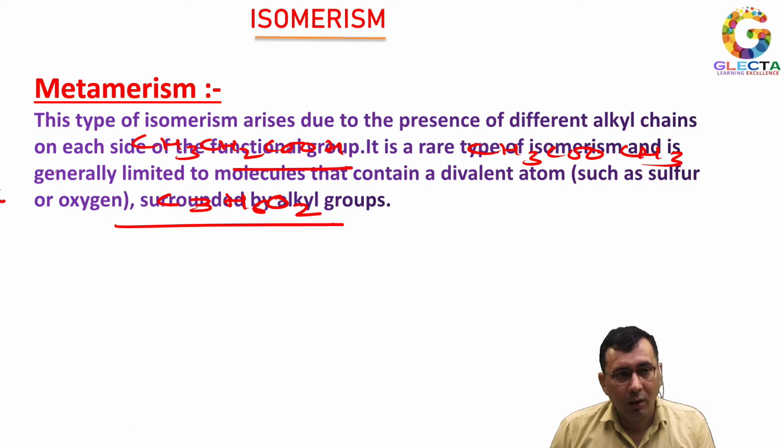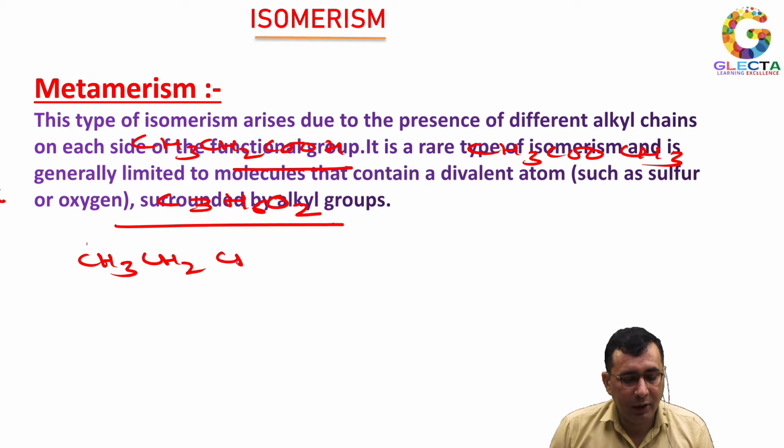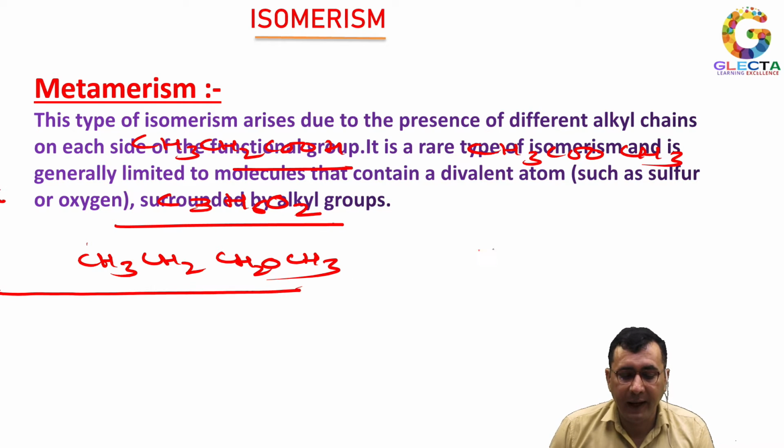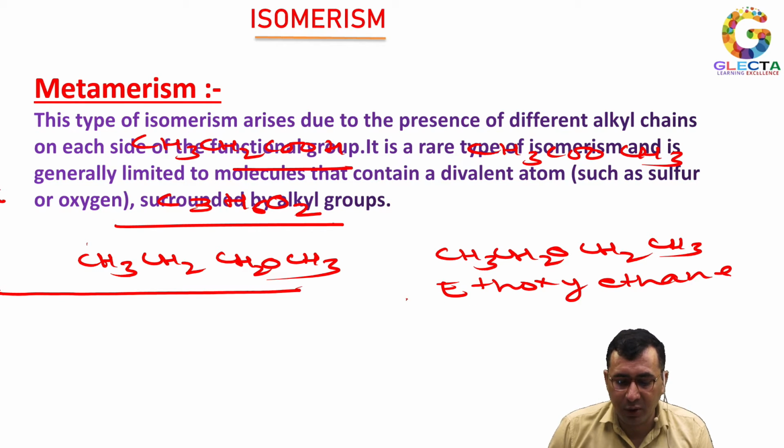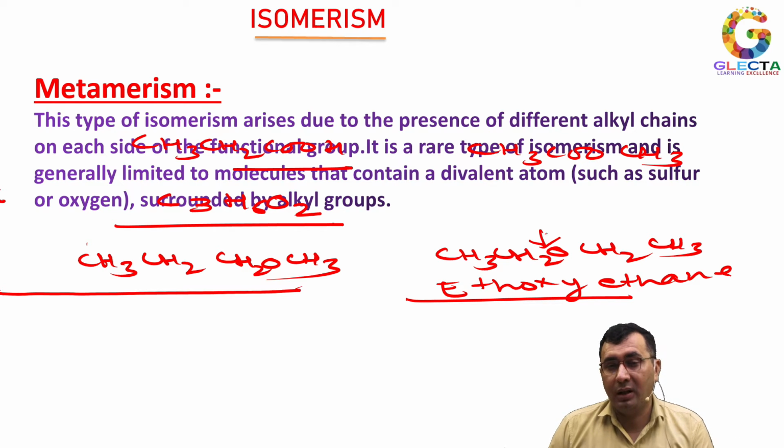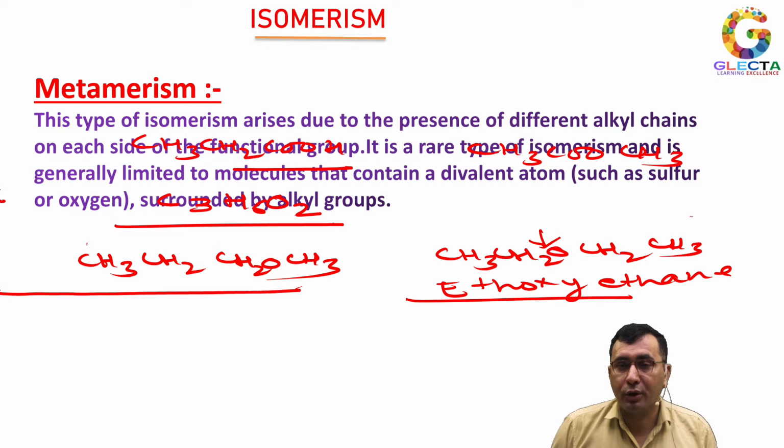For example, for metamers, we have CH3CH2CH2OCH3. This is methoxypropane, and we can draw CH3CH2OCH2CH3. This is ethoxyethane. So what is the main difference between these two structures? The difference is the position of the oxygen atom, but this is not called positional isomerism.